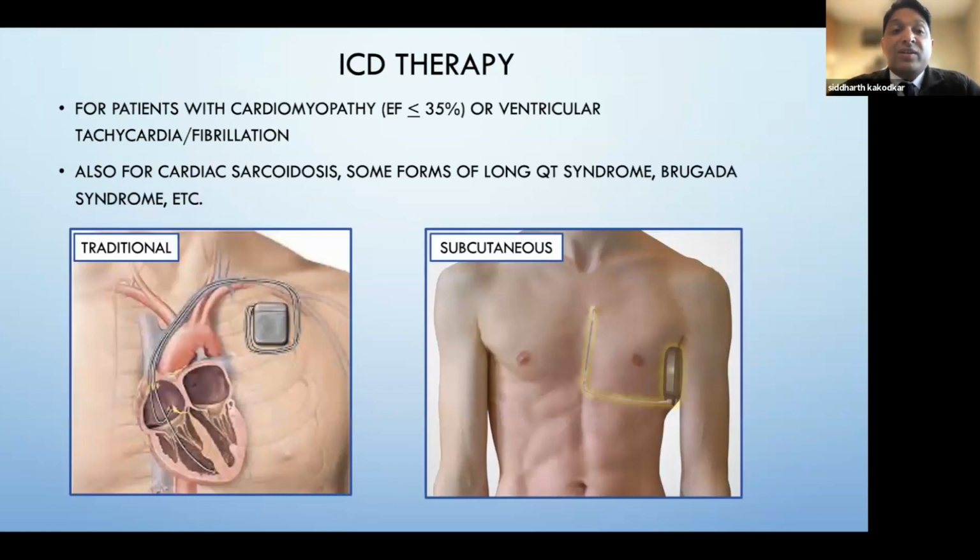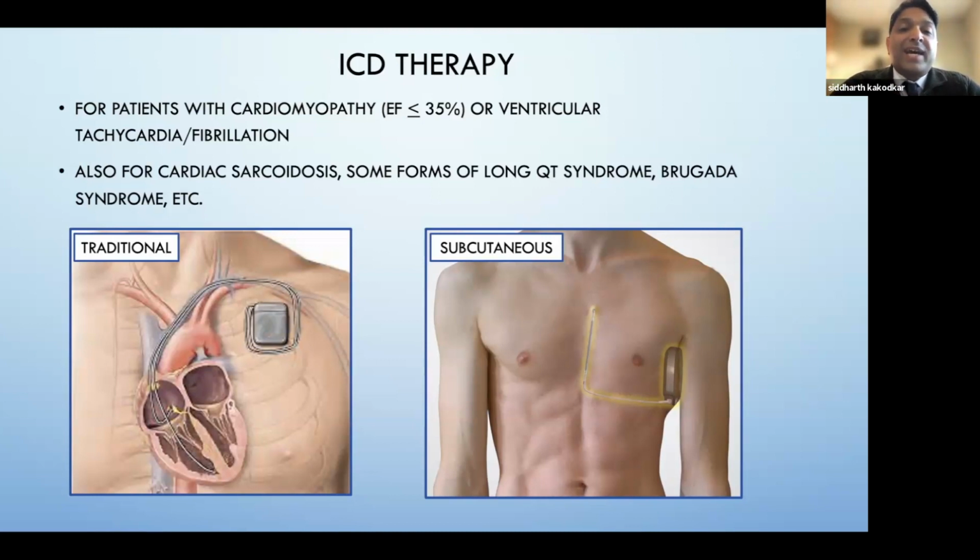Other ways that we manage ventricular tachycardia, which is a fast rhythm from the bottom chamber of the heart, is to protect you from dying from cardiac arrest. And that means putting a defibrillator in. So patients with cardiomyopathy or very weakened heart muscle with an ejection fraction less than or equal to 35%, or if they have evidence of that dangerous rhythm, ventricular tachycardia or ventricular fibrillation, those patients meet criteria for a defibrillator.